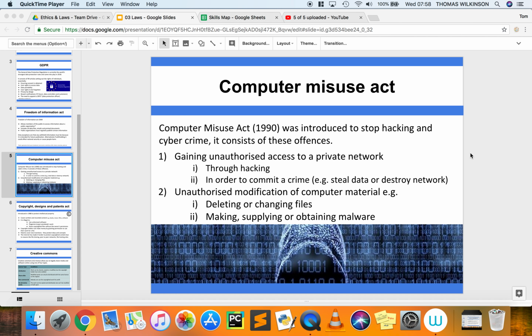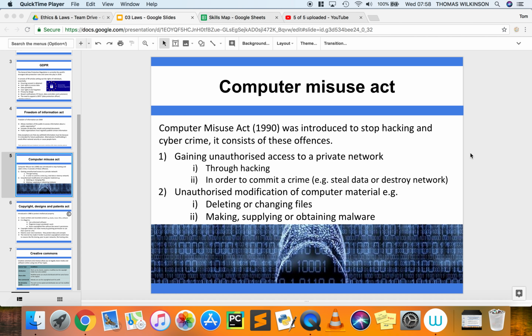Now, one of the things to understand about the Computer Misuse Act is that it was brought in 1990. Obviously, computer science and IT have come a long way in the last two or three decades, and what we're looking at now is a situation where the sophistication of attacks and the implementation of the Computer Misuse Act is quite difficult in this country, because a lot of these attacks come from outside of the UK.